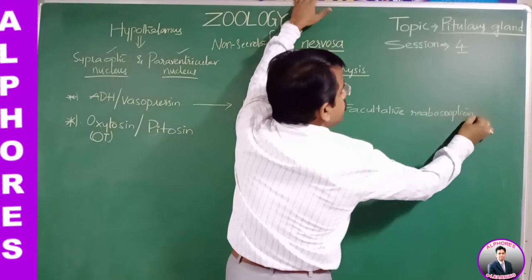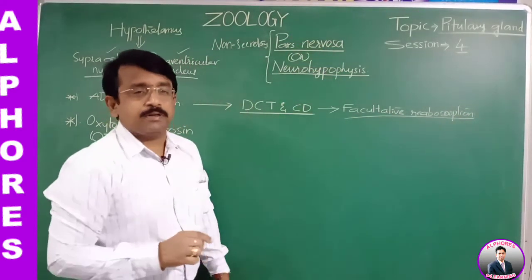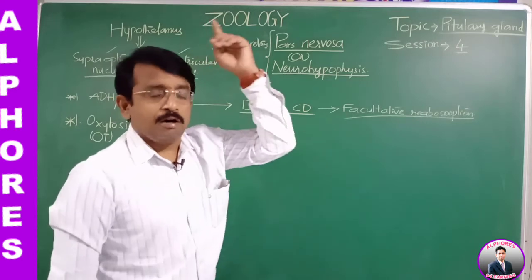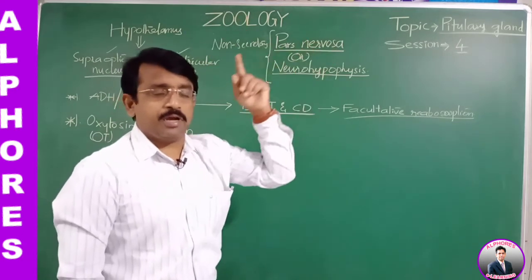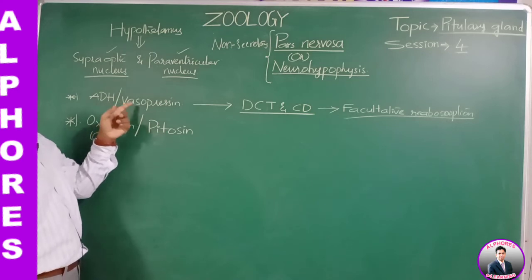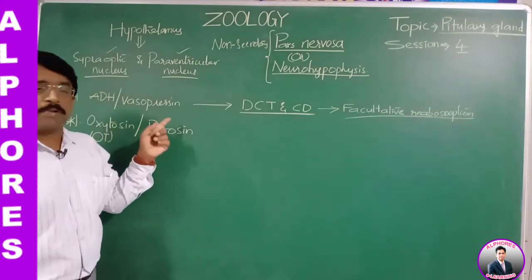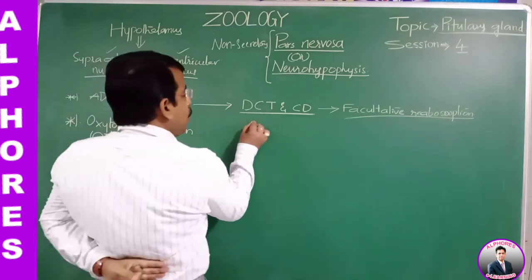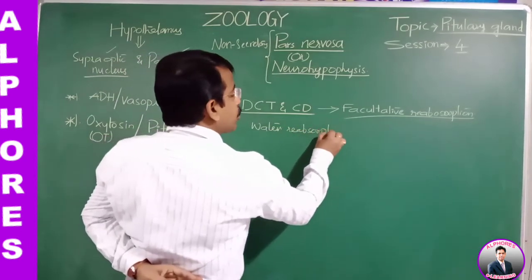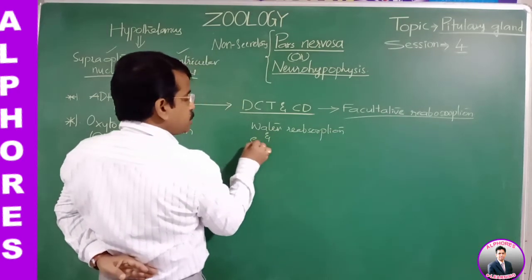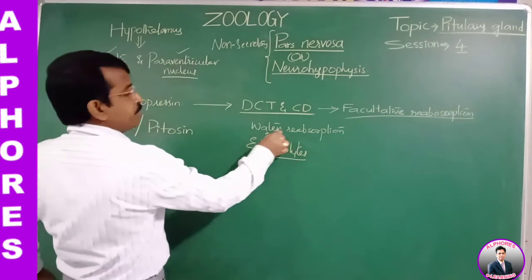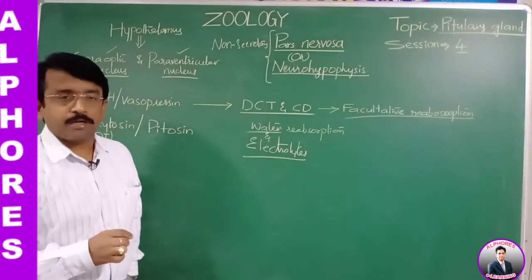There are two types of reabsorption. One is obligatory reabsorption: the non-conditional, unregulated water reabsorption taking place at the PCT and the descending limb of the loop of Henle. Whereas this one is facultative. Why? It is influenced by ADH, vasopressin, a peptide hormone responsible for water reabsorption and electrolyte reabsorption at the DCT and the collecting duct.